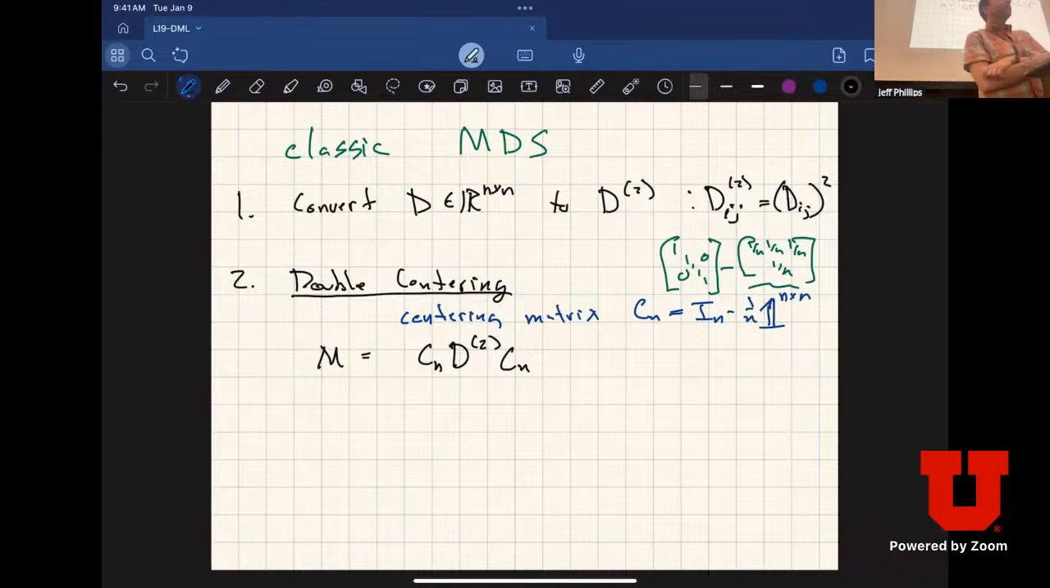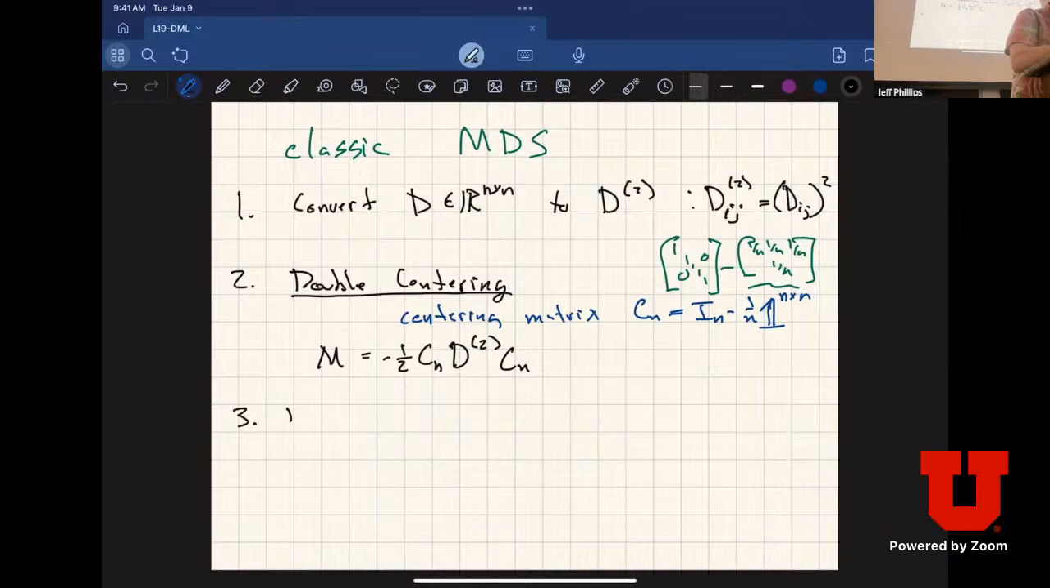Okay, I'm centering this, which centers both the rows and the columns, and I want to do negative 1/2 in front. Again, we'll see why this makes sense. But let me write down the algorithm first. We're halfway done with the slide, which means we're halfway done with the algorithm.